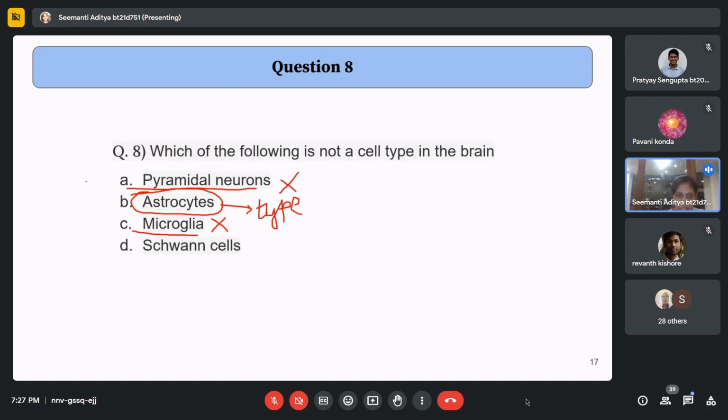Schwann cells are not present in the brain. These are accessory parts of the neurons, generally present not in the central nervous system, but in the peripheral nervous system. Schwann cells help in providing nutrition and support to the cells. So Schwann cells is the correct answer and not astrocyte. So option number D is correct.